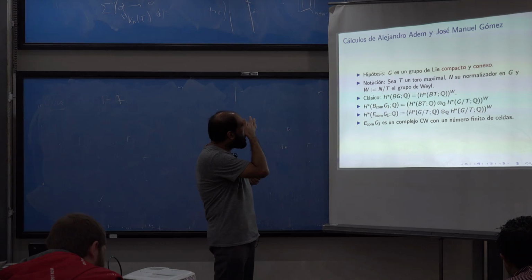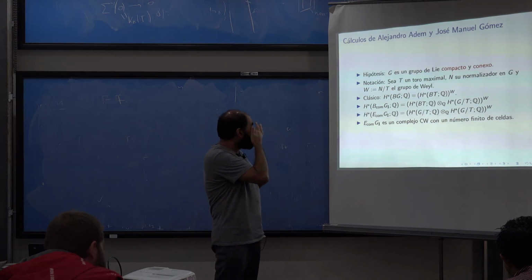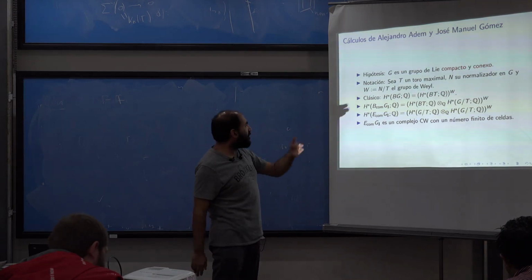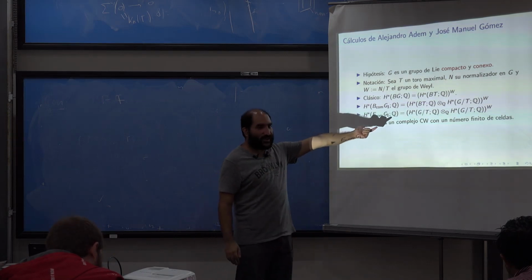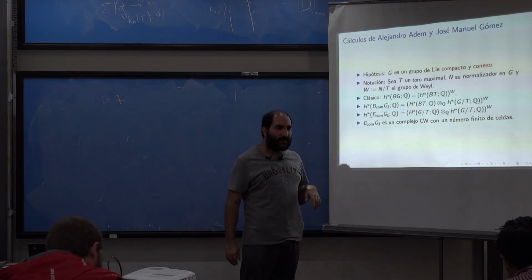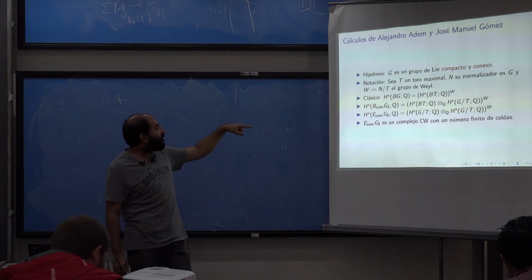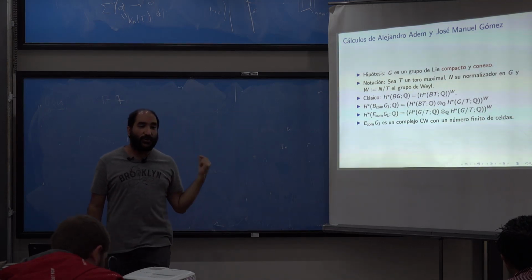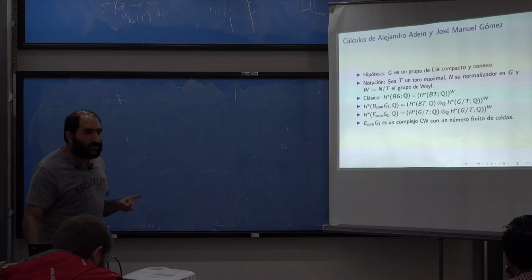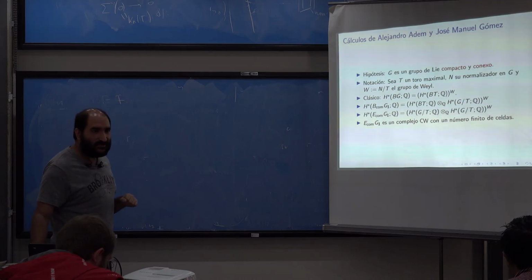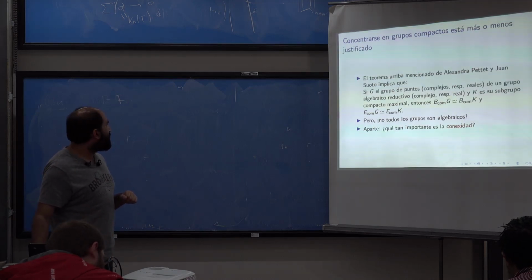And for E(G), the total space of the corresponding principal G-bundle, you have a very similar description, except that both factors are the cohomology of G mod T. And in that paper, as another structural result, they also proved that E(G) sub 1 has the homotopy type of a CW complex with finitely many cells.